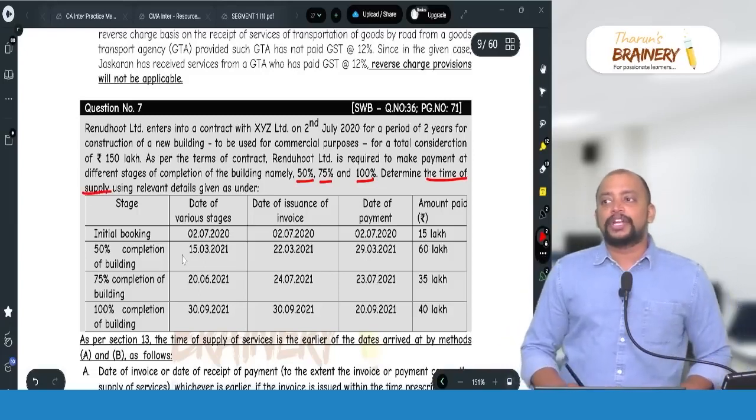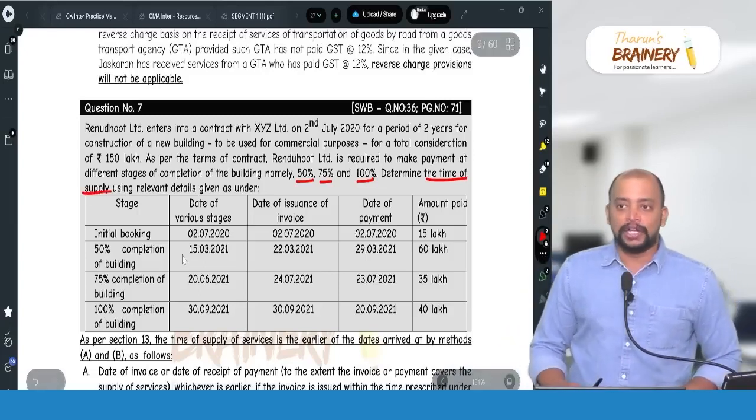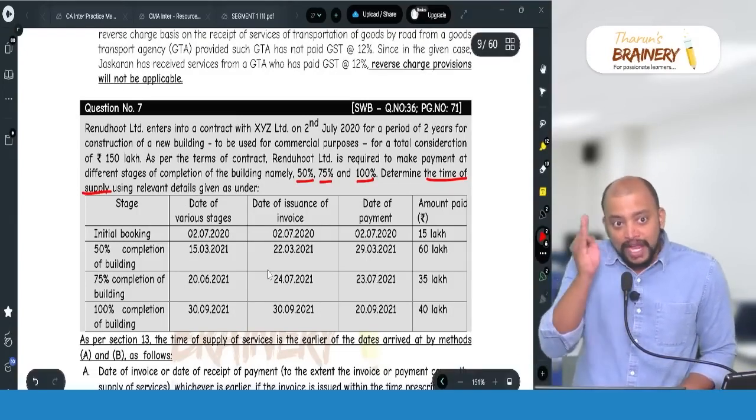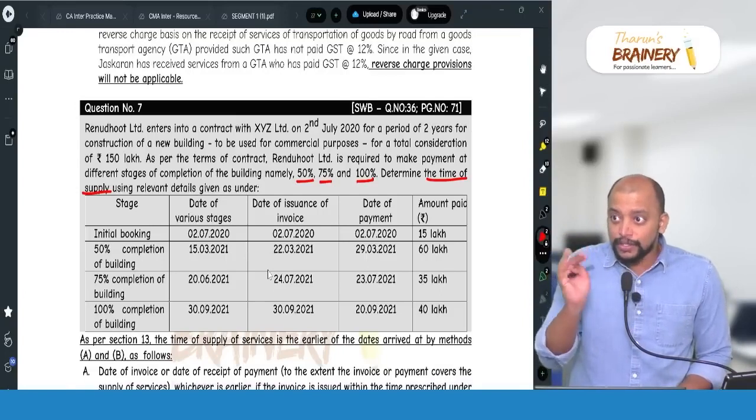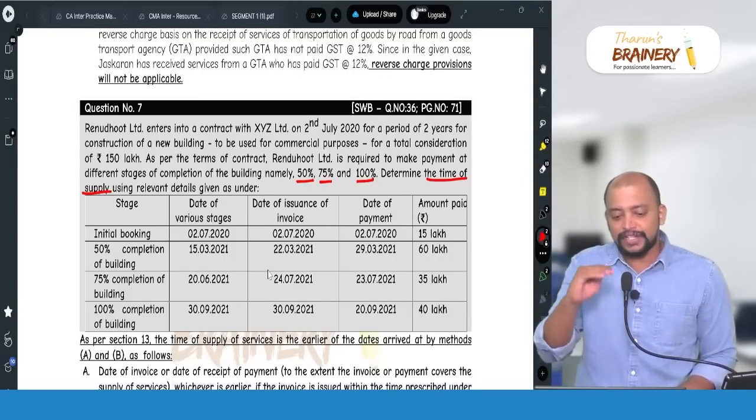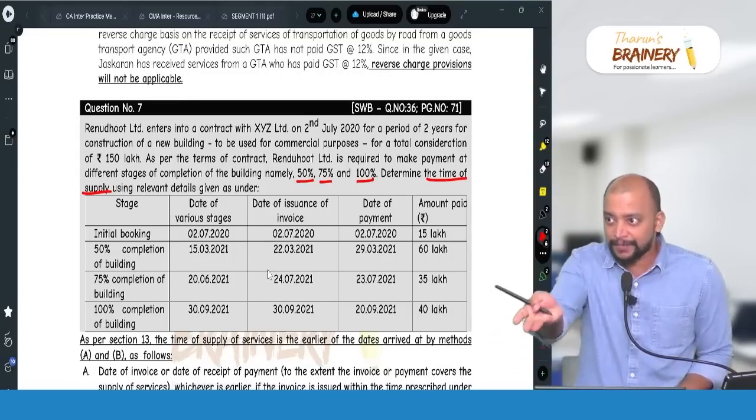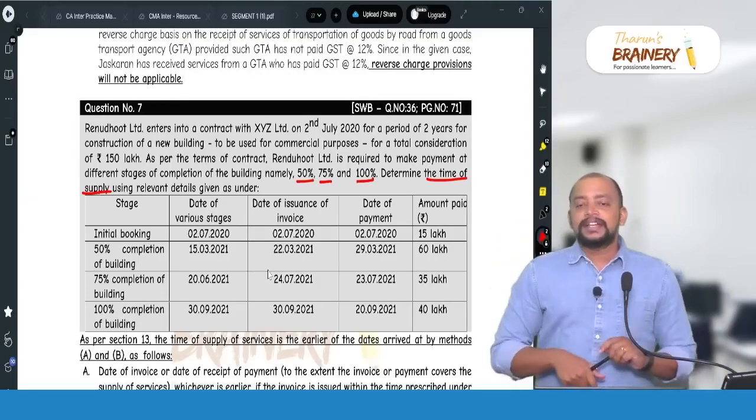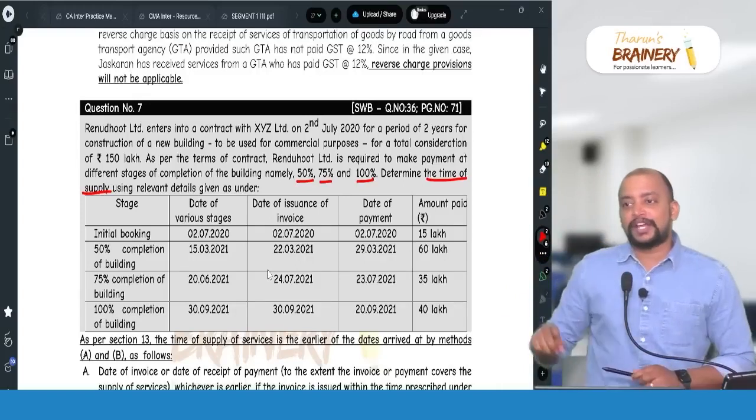Don't end up writing only due date of invoice and coming out of the exam hall. You'll get 2 marks only. This is a question related to time of supply, not due date of invoice. If it were due date of invoice, I would not have given that question in Mighty 50. So it's related to time of supply. But time of supply connected to continuous supply of services.